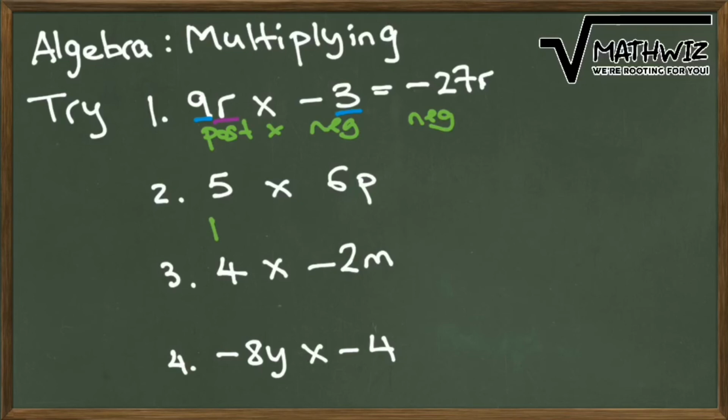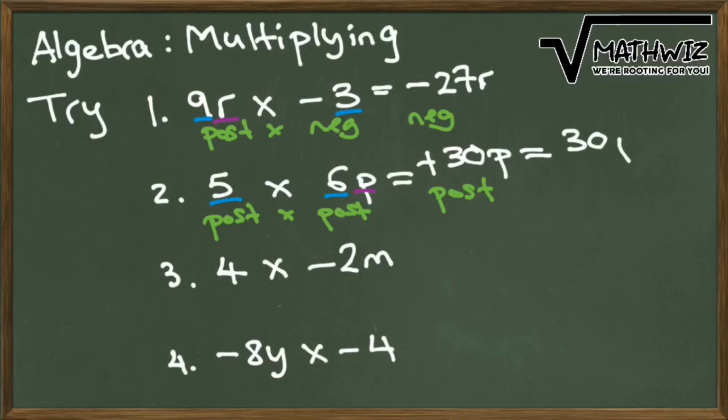For the second one, we have a positive multiplied by a positive, and so the answer is also going to give us a positive. We then want to multiply the numbers. So we have 5 times 6, which is going to give us 30. And then we have the letter p not being multiplied by any other letters. So we put back the p, and of course, we want to write this as 30p, no plus in front.